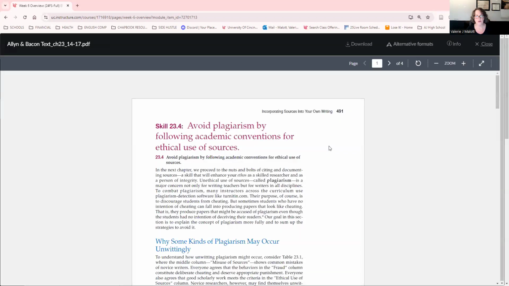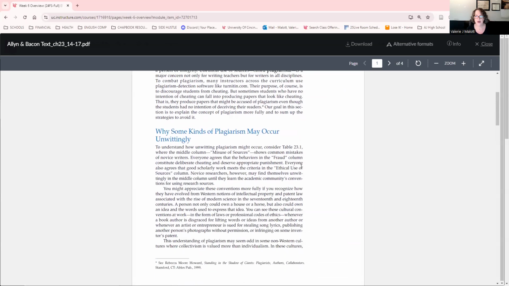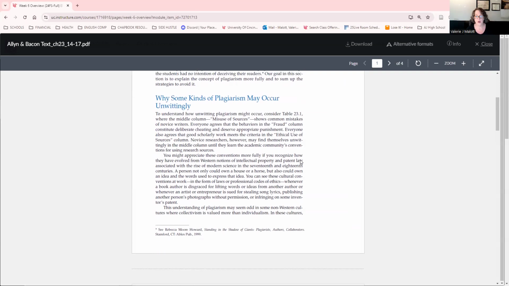So this one is super important. I want you to read as closely as possible. Why some kinds of plagiarism may occur unwittingly, right? We call this accidental plagiarism. Sometimes students just don't know any better. They're not trying to cheat. They're not trying to pull one over on their professor. They just might not know any better.